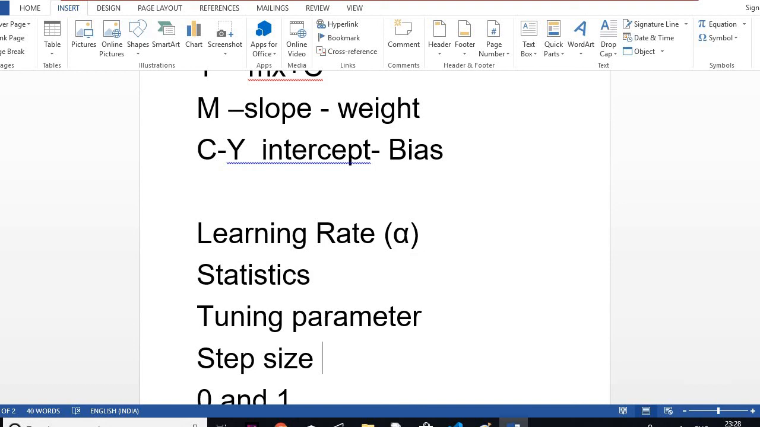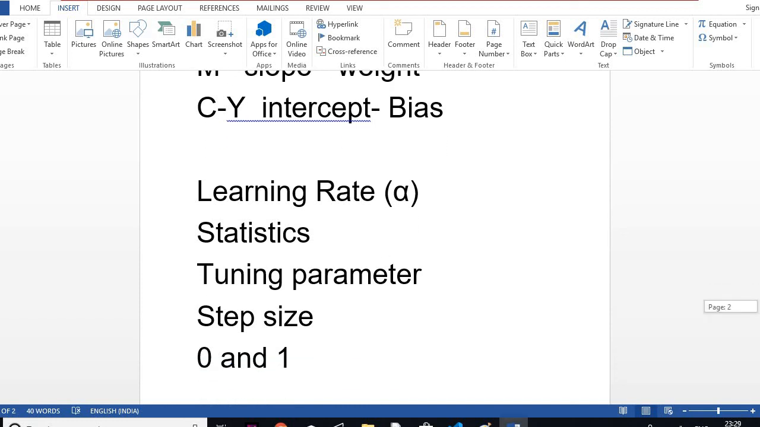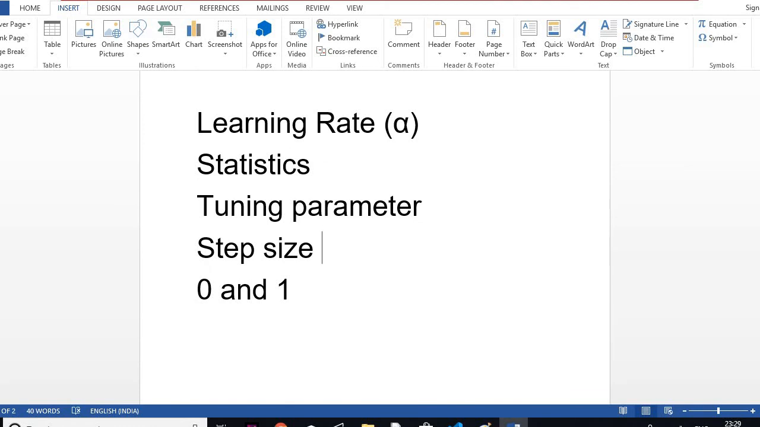So in machine learning and statistics, the learning rate is a tuning parameter used in an optimization algorithm that determines the step size at each iteration while we are moving towards the minimum of a cost function. It is denoted by the letter alpha, and its minimum value is 0 and its maximum value is 1; it varies from 0 to 1.